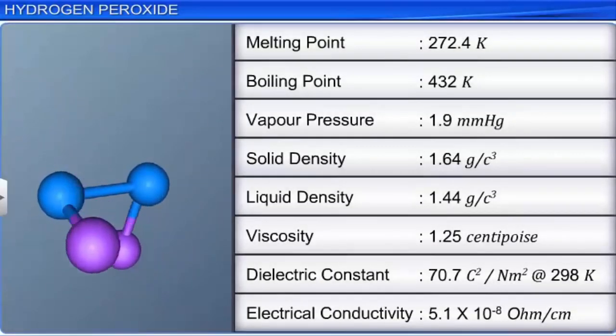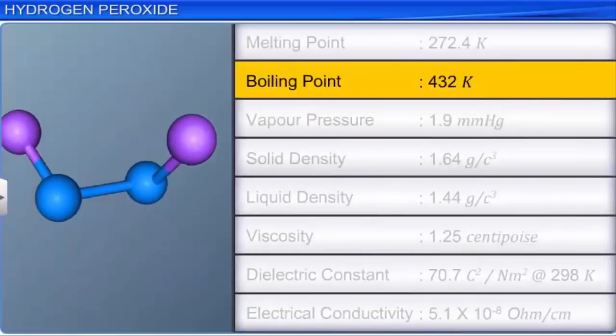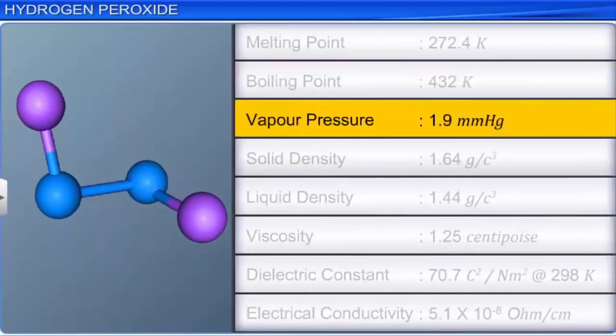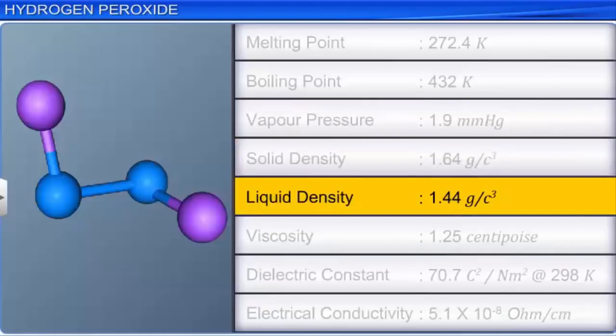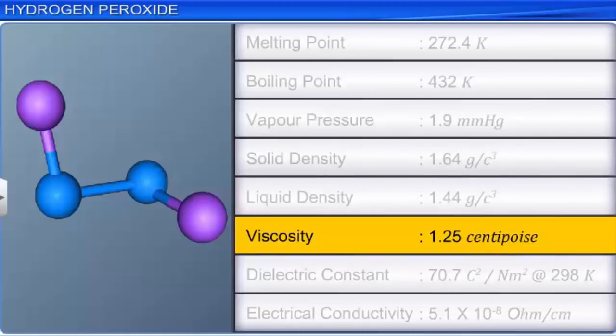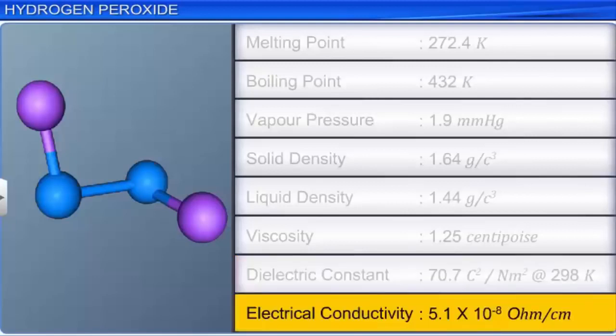It has a melting point of 272.4 Kelvin, a boiling point of 432 Kelvin, a vapor pressure of 1.9 millimeters Hg, a solid density of 1.64 gram per cubic centimeter, and a liquid density of 1.44 gram per cubic centimeter. Its viscosity is slightly higher than water at 1.25 centipoise. Its dielectric constant at 298 Kelvin is 70.7 Coulomb square per Newton meter square. And electrical conductivity is 5.1 × 10^-8 ohm^-1 per centimeter.